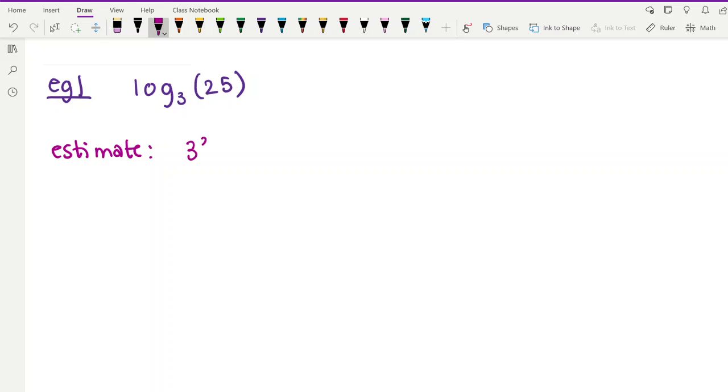So 3 squared would give us 9. And then 3 cubed would give us 27. So what does that tell us? Like if you had to guess, what will the approximate value of log base 3 of 25 be? Based on these, what do you think it's going to be?